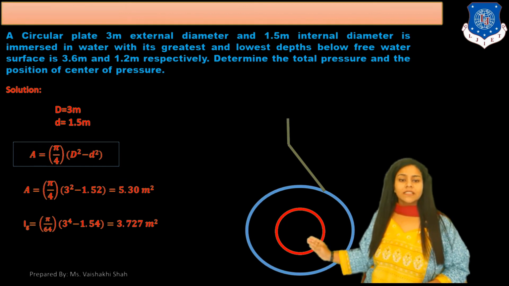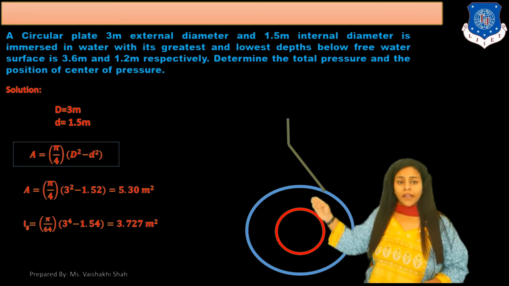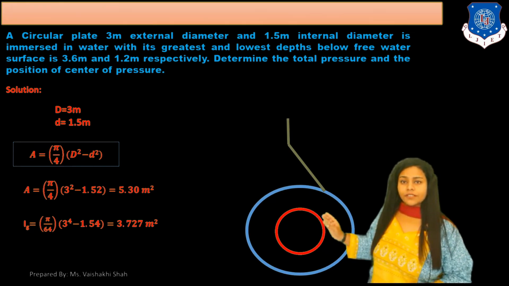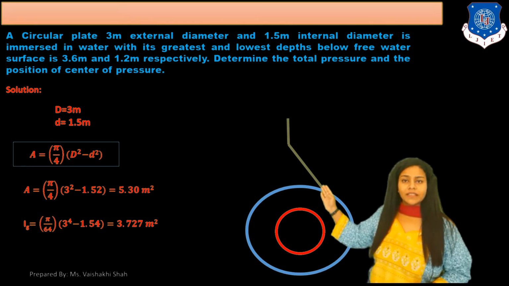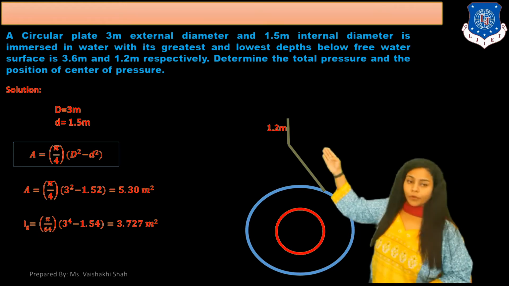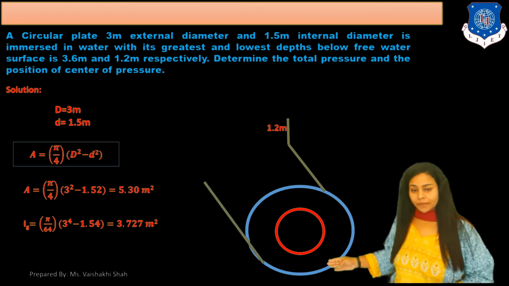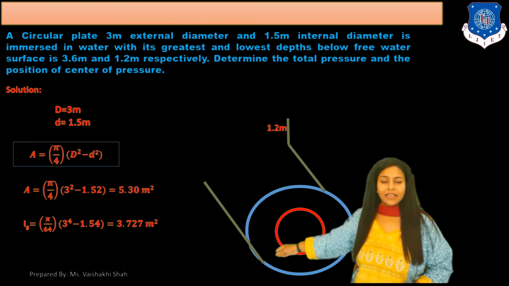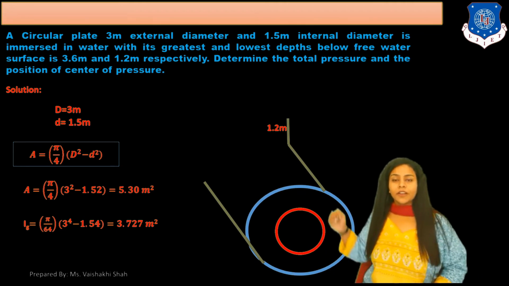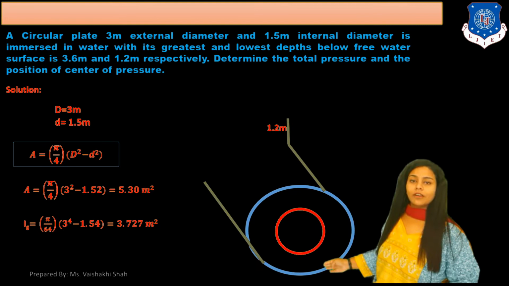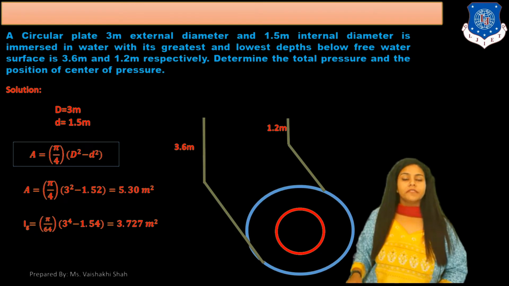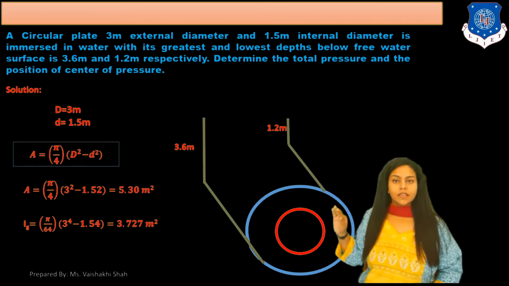Now it is given to you the greatest and lowest depth. If we are finding out this depth, then this is your lowest depth. The lowest depth from free surface is 1.2 meter. The greatest depth from free surface is this one, because the body is immersed inclined. So this is your lowest depth and this is your greatest depth. The greatest depth from free surface is 3.6 meter. This is given to you.